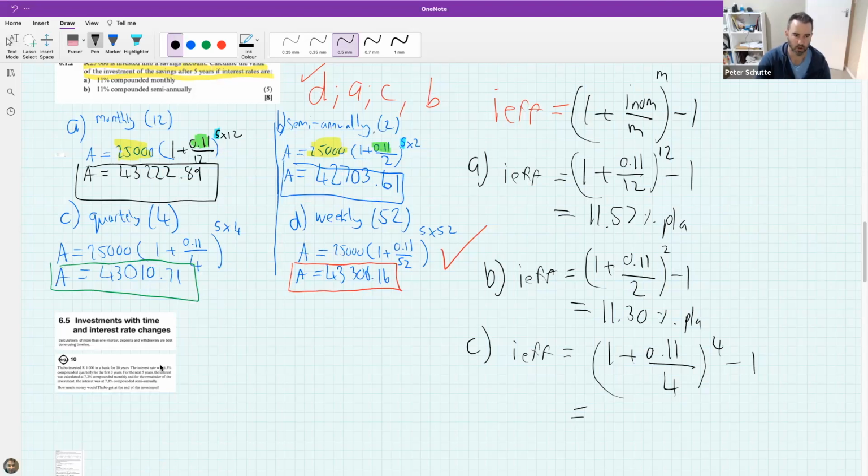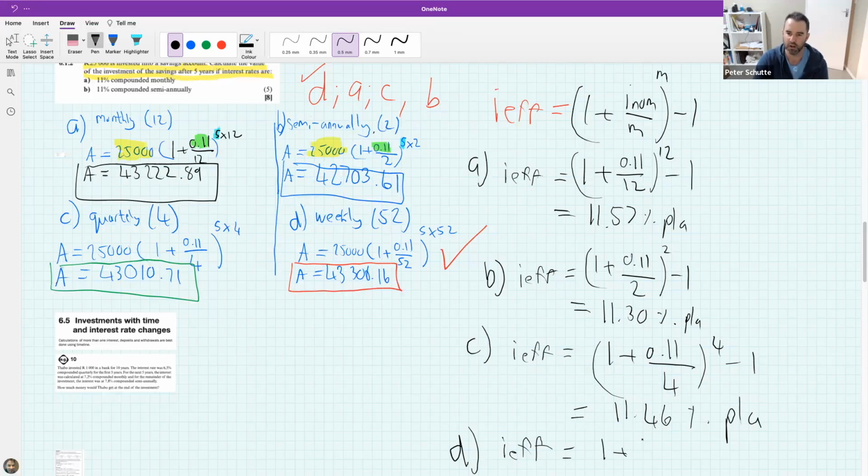So Lorato has told me, as has Tebogo, we get 11.46% per annum. And again, that makes me happy because I can see this is better than B, but not as good as A, which, in the world we're living in, makes a lot of sense. So let's just do this last one, and then it's time for a break.